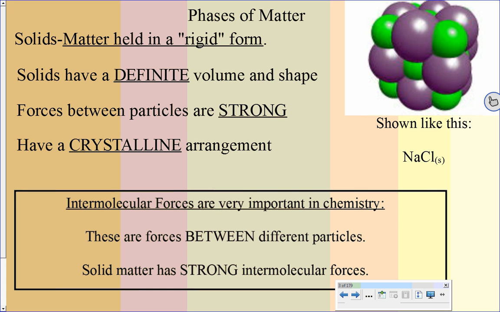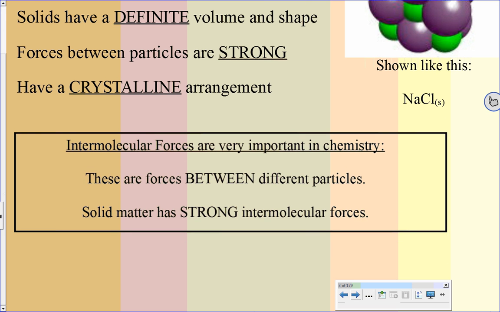The three phases of matter that we discuss are solids, liquids, and gases. In a solid, matter is held together in a rigid form. Solids have definite volume and shape, and there are strong forces between the particles that hold the molecules together. Solids are said to have a crystalline arrangement, which is a very orderly arrangement of molecules. When we want to write that something is a solid, we just use a little S after it. So if you want to show solid salt, you put that little S there.